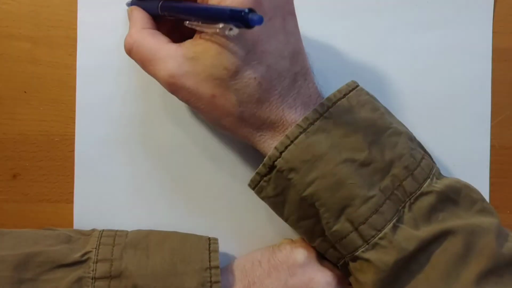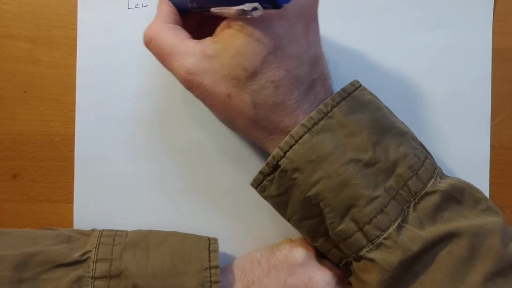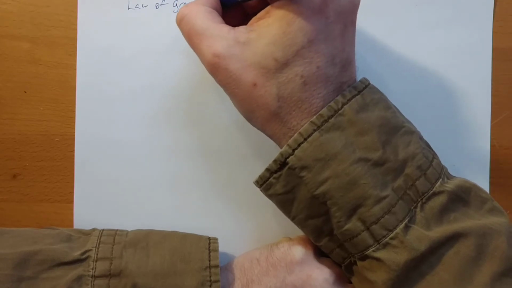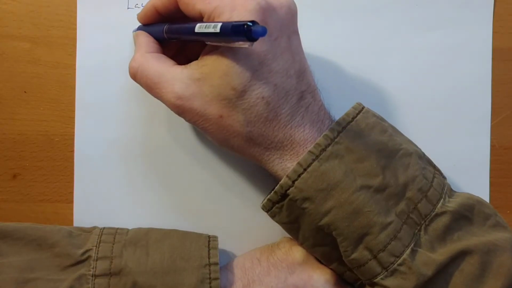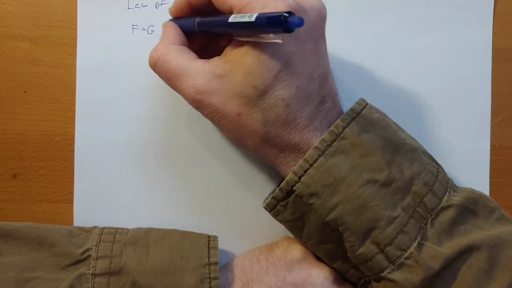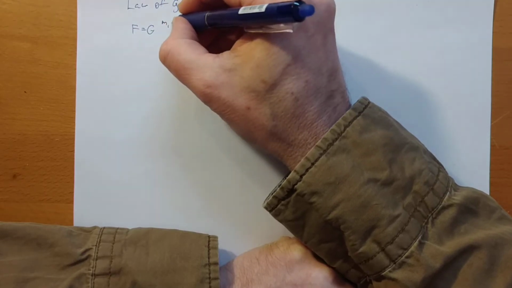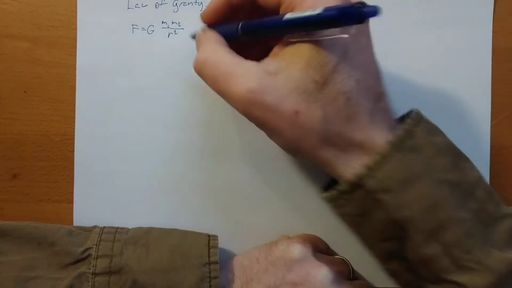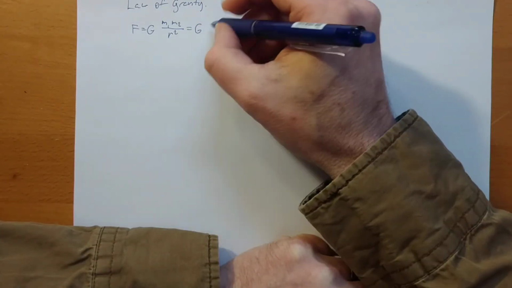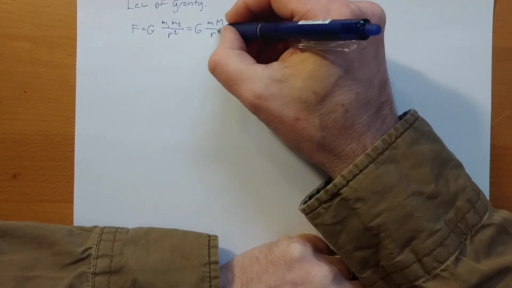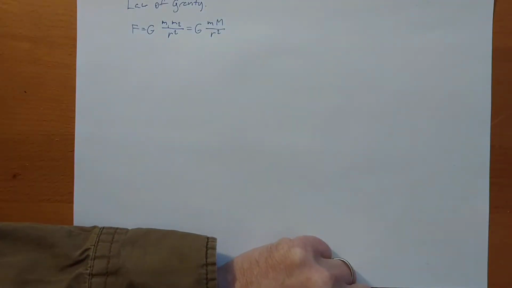So, Newton's law of gravity. Basically, that has the same form as Coulomb's law. So, a constant, we call that capital G, times the mass 1 times the mass 2 over r square. We often see this written as G m capital M over r square, where G is a particular constant.